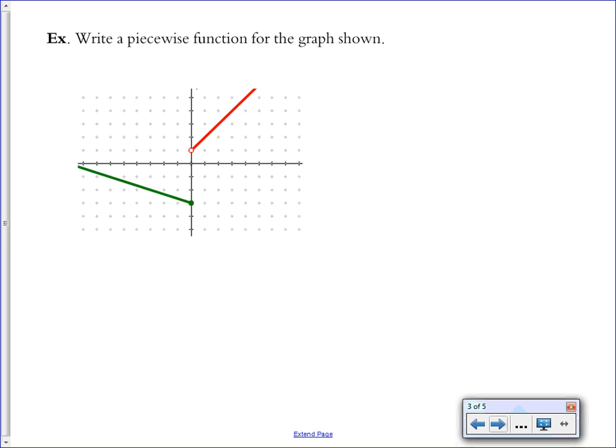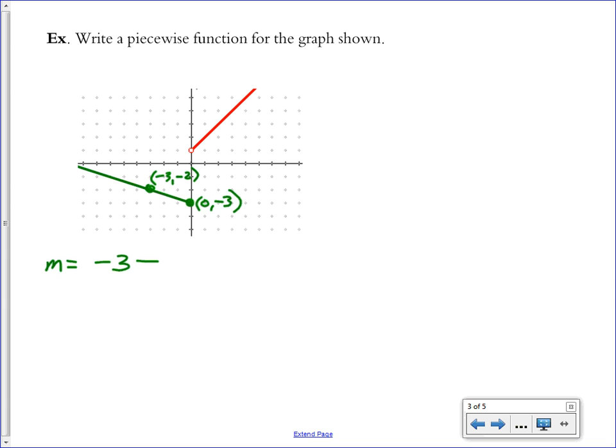To go the other way, you may have to write a piecewise function for the graph that you're showing. Okay, so I see that I have two functions put together here. Let's do the green one first. It's a linear equation. In order to write a linear equation, I want 2 points from the graph. So I see that there's a point here and a point here. This point looks to be at negative 3, negative 2, and this point is at 0, negative 3. So I'm going to write a linear function using those 2 points.